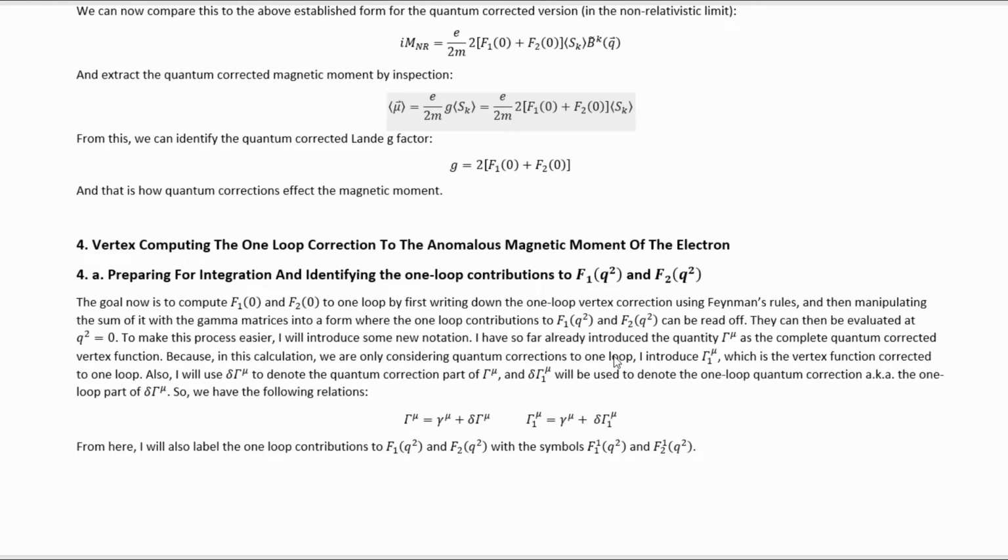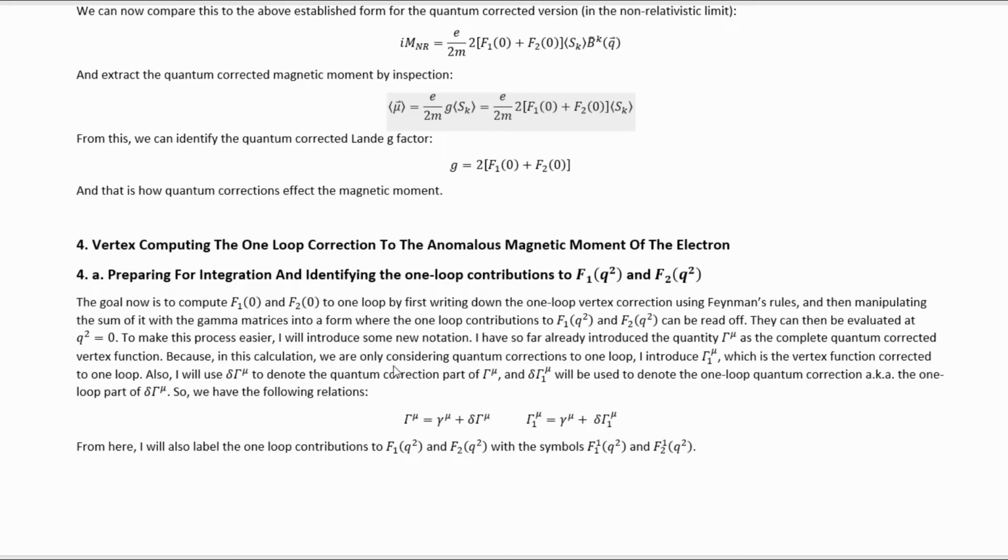I have so far already introduced the quantity capital Gamma mu as the complete quantum corrected vertex function. Now, strictly speaking, as you've noticed from the formulas, it's not quite the vertex function. If you multiply it by negative ie, it becomes the vertex function, so it's sort of the quantum corrected gamma matrices-ish. It's just a constant factor away from the vertex function, so it's a proxy for that, so you'll usually hear people talking about it like that.